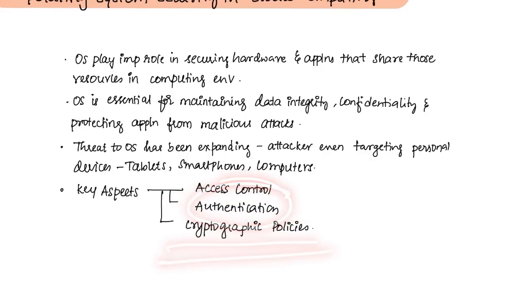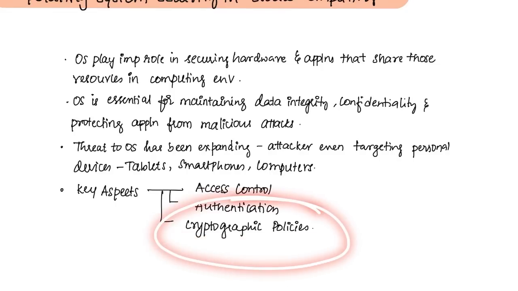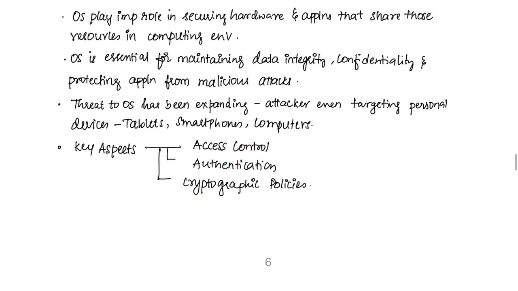Then we have cryptographic policies. That is, operating system will define the cryptographic policies to protect the data confidentiality, and it will make sure that the information is properly encrypted and secure. So these are the key aspects.